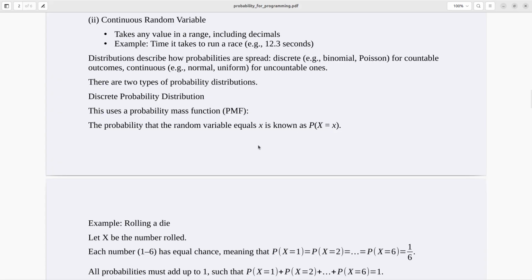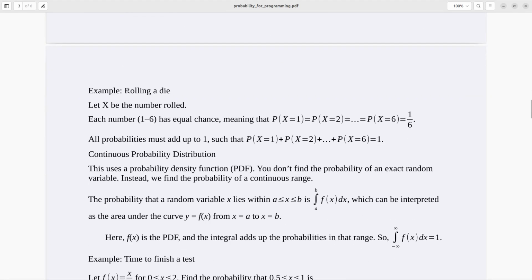So let us see the following example about the probability mass function. So if we roll a die, we can possibly have 1, 2, 3, 4, 5, or 6 to come up.